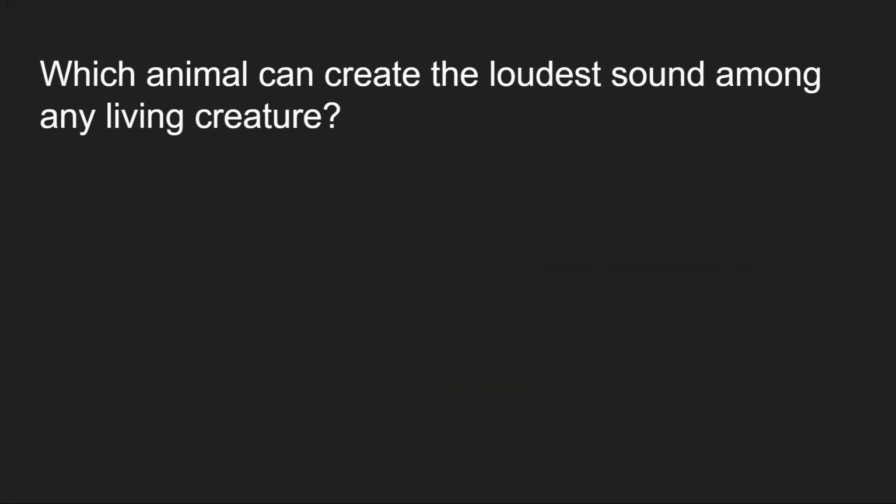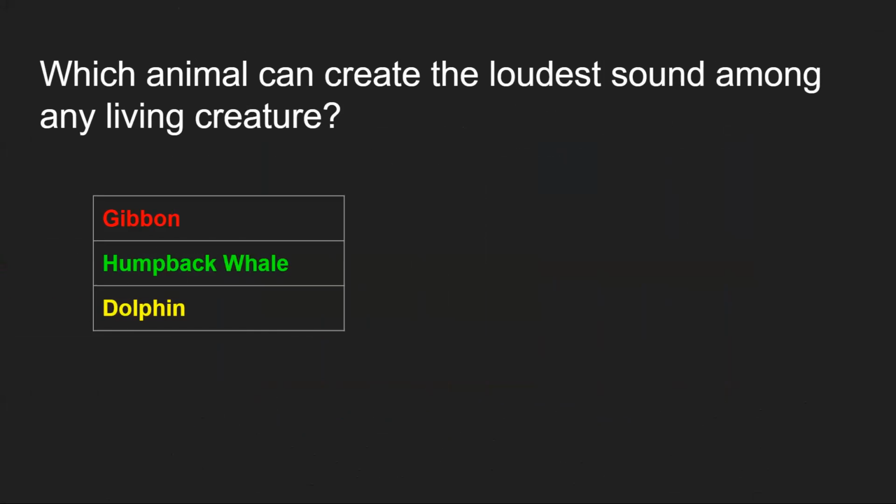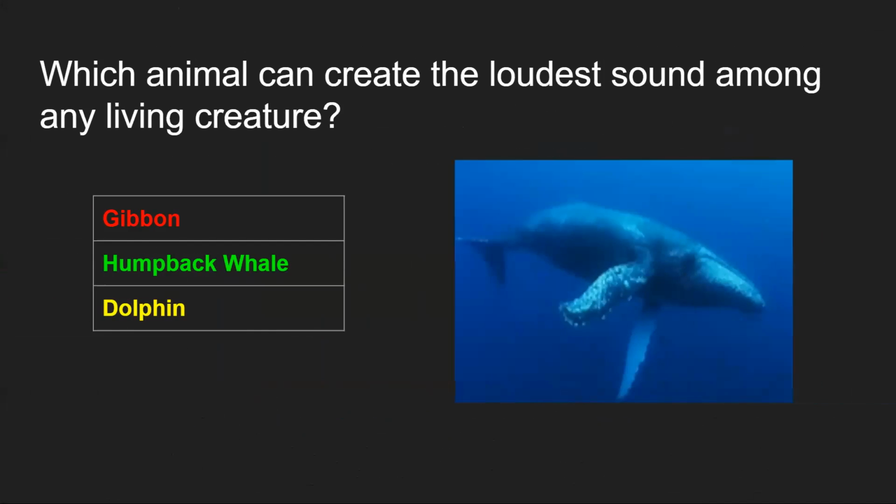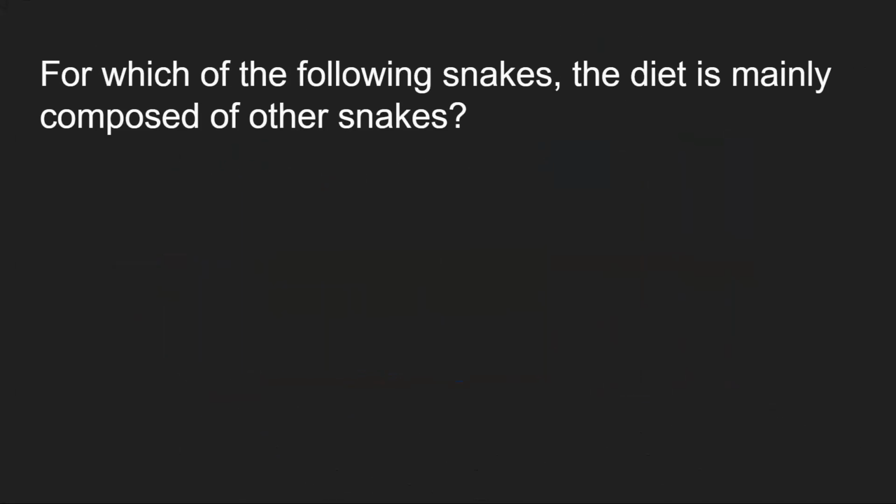Now come to the next one. Which animal can create the loudest sound among any living creature? Loudest sound. Which animal produces the loudest sound? Let's see our options. Our options are given: humpback whale and dolphin. Out of these, look at this image. I think you recognize which animal produces the loudest sound. The name of this animal is humpback whale. It produces the loudest sound among all the living creatures.